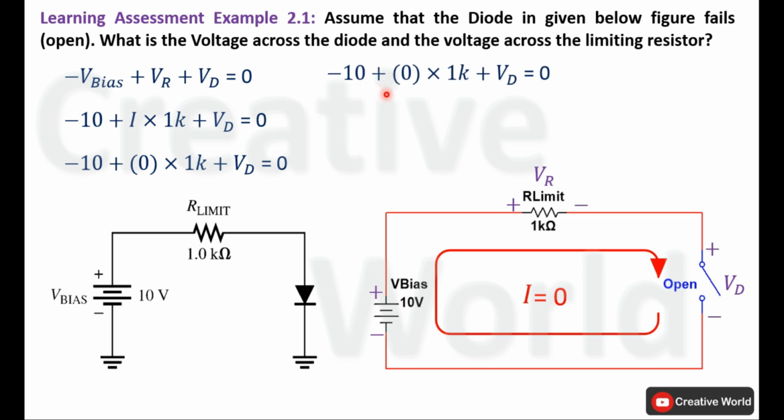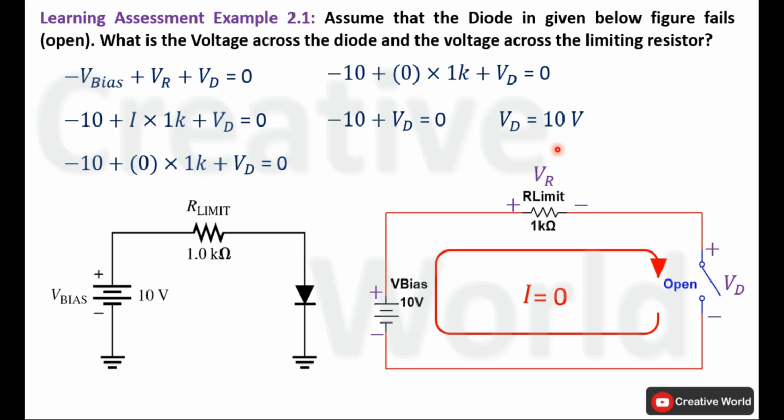Minus 10 plus 0 multiplied by 1k plus VD equal to 0. Take the product of 0 and 1k. The equation will become minus 10 plus VD equal to 0. Place minus 10 on the other side of the equal sign to calculate the value of voltage VD. That will become 10 volt. So voltage across the diode will be 10 volt.